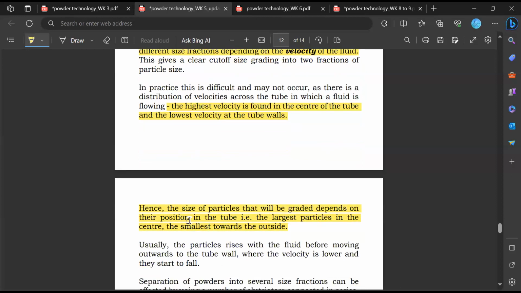So the size of the particles will be graded: the largest particles will be at the center, where it has the highest velocity, and the smallest will be outside, where it has the lowest velocity.